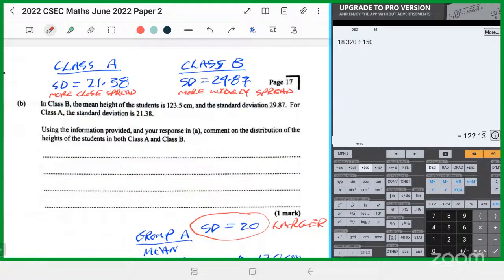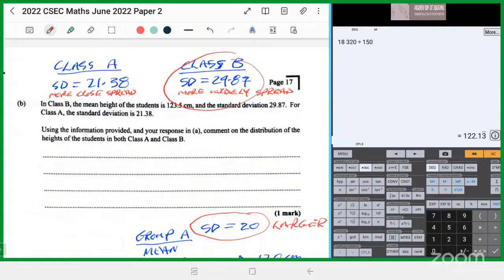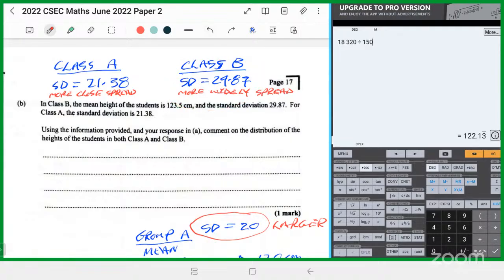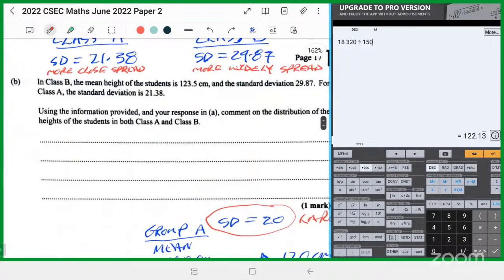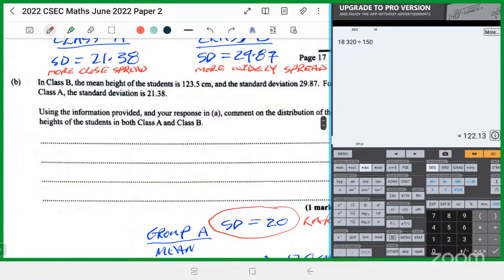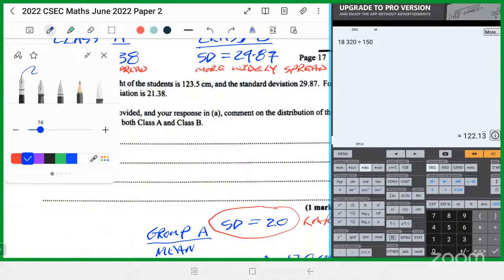It says, using the information provided and your answer from A, comment on the distribution of the height of the students in both classes. Class A has a lower standard deviation, as you can see, so it's going to be more closely spread. Class B has a larger standard deviation, so it's going to be more widely spread. So you give your answer with A as your reference, or with B as your reference, but you're comparing them. You get me? So whatever you write that says something like that is your answer. It doesn't have to be verbatim.